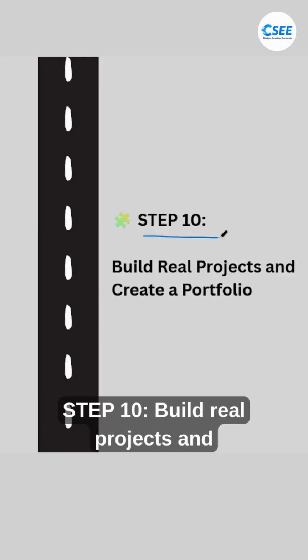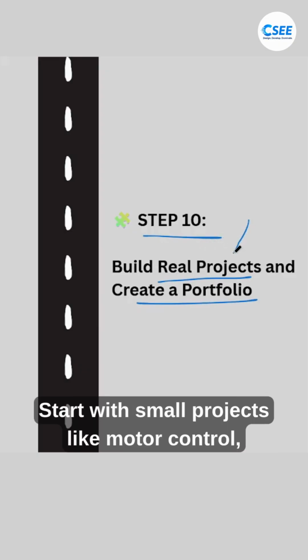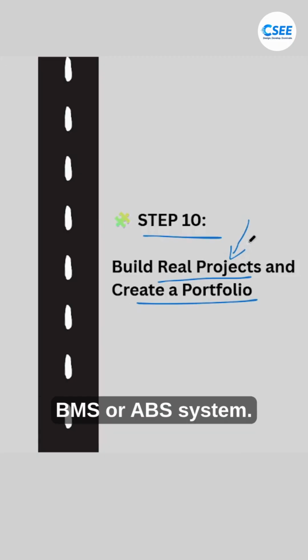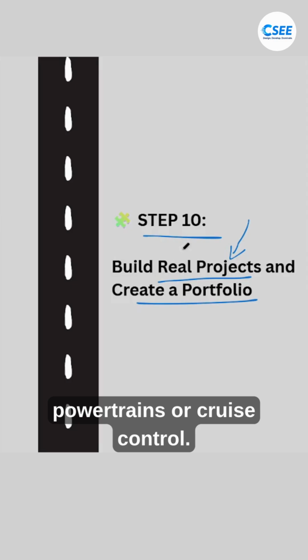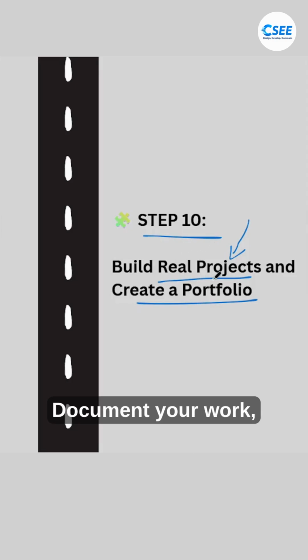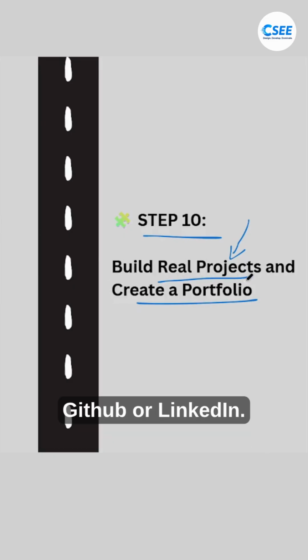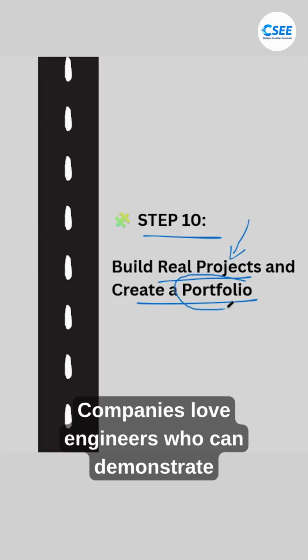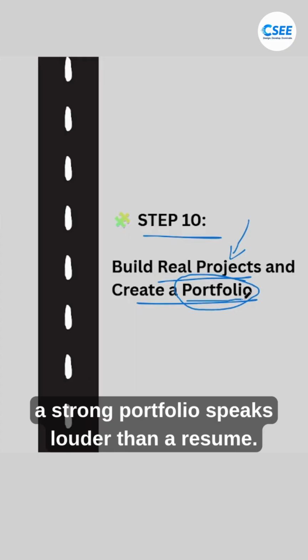Step 10, build real projects and create a portfolio. Finally, learn by doing. Start with small projects like motor control, BMS, or ABS system. Then move to bigger ones like EV powertrains or cruise control. Document your work, record simulations, and share your projects on GitHub or LinkedIn. Companies love engineers who can demonstrate practical working models. Remember, a strong portfolio speaks louder than a resume.